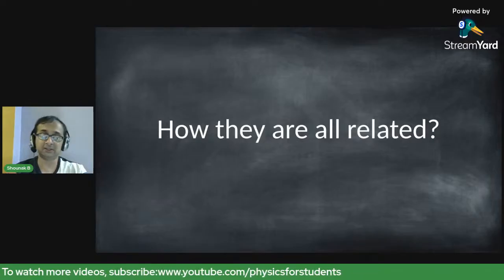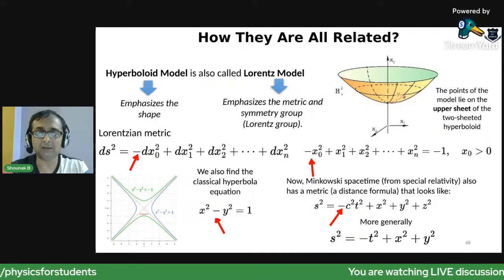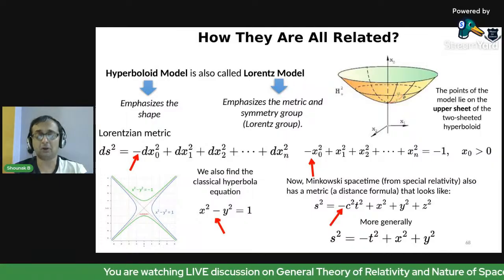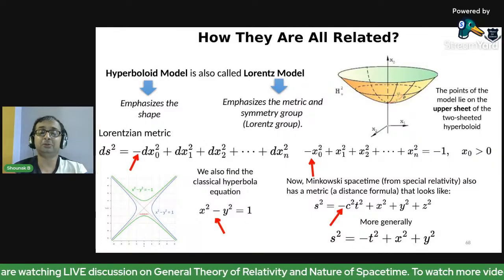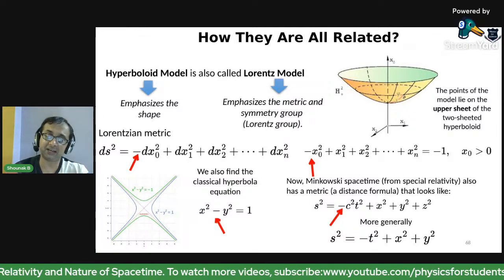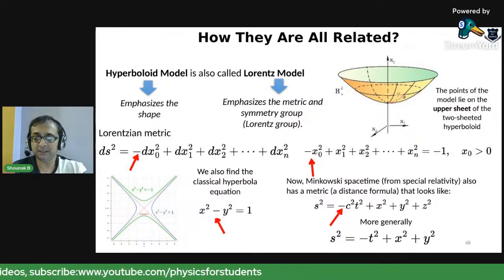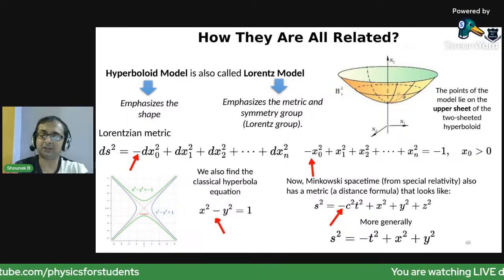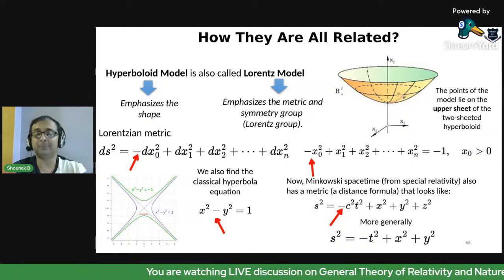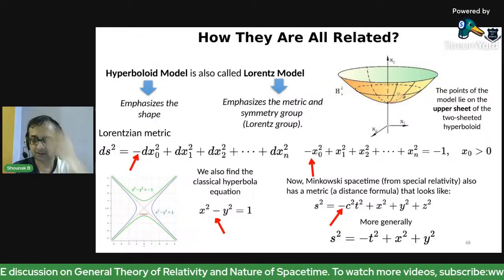Now you might ask me a question, how are they related to each other? So the answer to this is this. When we talk of the hyperboloid model, hyperboloid means three dimension, so it emphasizes the shape. And when we talk of the Lorentz model, it means the symmetry, the Lorentz group. Okay, so the Lorentzian metric, you can see it has got a negative sign. Hyperbolas also have a negative sign. And here you can see the Minkowski spacetime also has a metric that looks like this. So all these things, the Lorentzian metric, the hyperbola, the hyperbolic metric, all of these have got a negative sign.